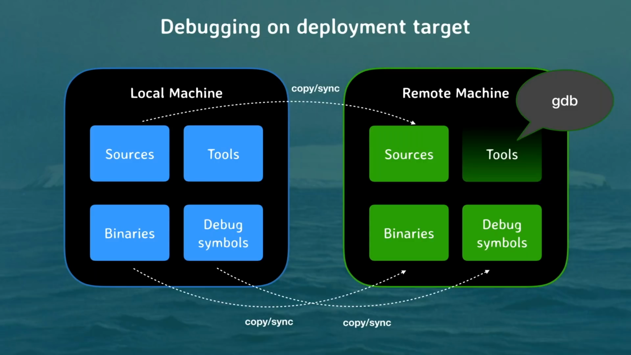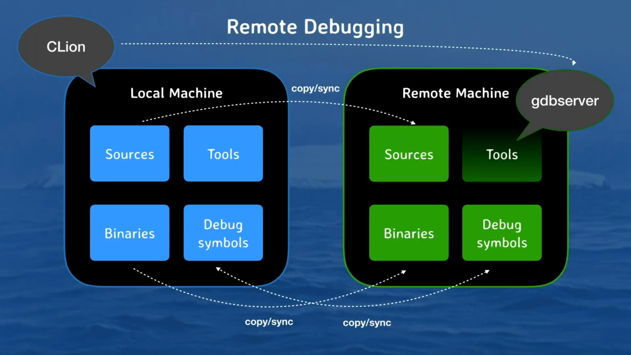So if we're running CLion locally, we can actually switch out GDB on the remote machine for GDB server. And for 2 or 3 years now, CLion's had a feature called remote debugging that will actually connect to GDB server over an IP network and do that part for us.